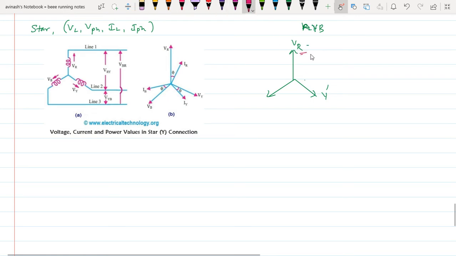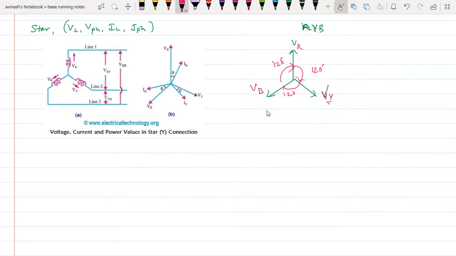Each phase to phase, let us take this as VY, let us take this as VB. If I am measuring from phase to neutral, this will be VRN, VYN, VBN. So this will be VR, VY and VB. From VR to VY, we get an angle of 120 degrees. From VY to VB, we get 120. The same way we get 120 here. Hope you understand this point.